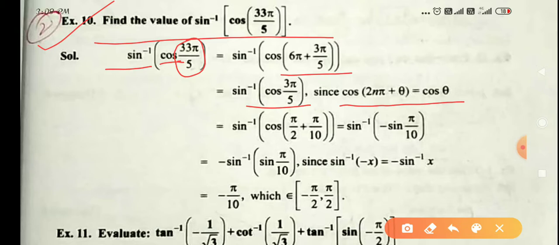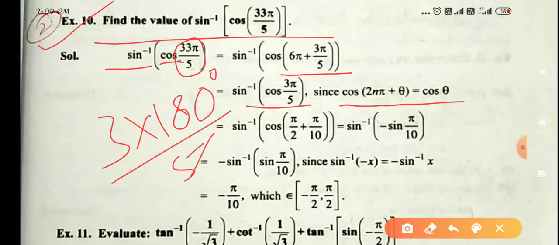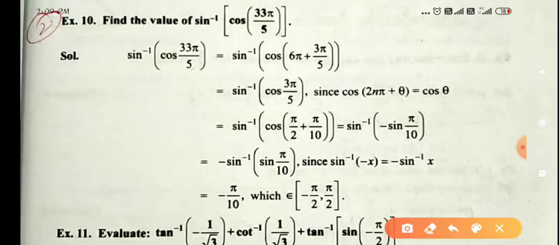3 pi by 5, if you calculate in degrees, it will be 3 into 180 upon 5. 5 3s are 15, 5 6s are 30. Yes, 108 degrees. I was saying correctly. So this is not an angle in the range minus pi by 2 to plus pi by 2. So again, what can you do? You can write this angle as pi by 2 plus pi by 10. When you solve it, 3 pi by 5 will come.